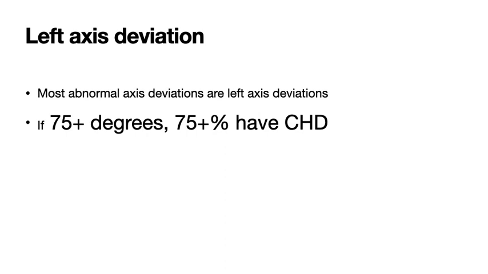There is a study that looked at left axis deviation, and they used a more pronounced cutoff. But basically, if you have a 75 or more degree left axis deviation, 75% have congenital heart disease. So it's a really important marker of heart disease. So yep, left axis deviation, thinking this baby probably has something wrong with its heart.